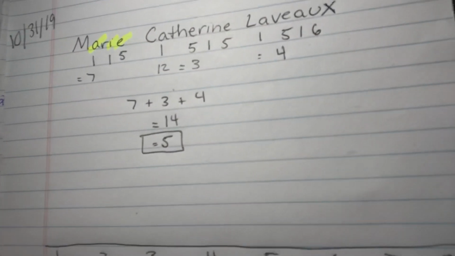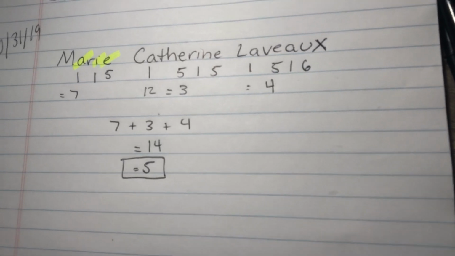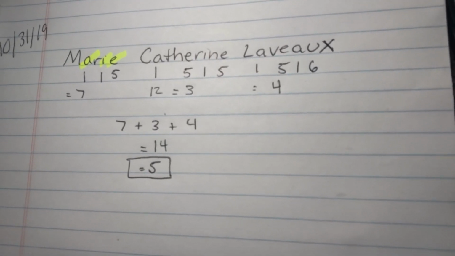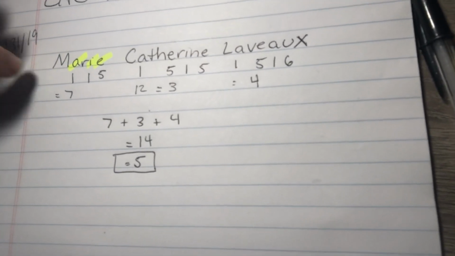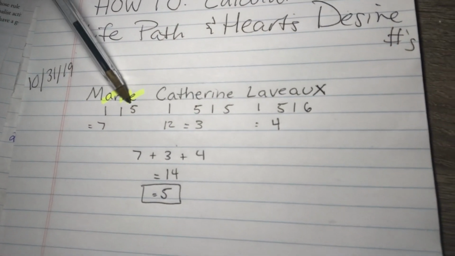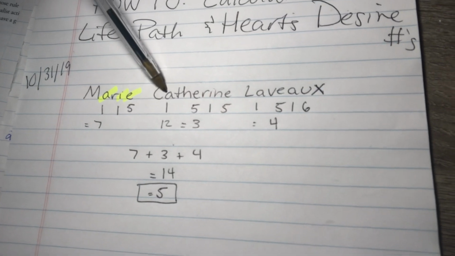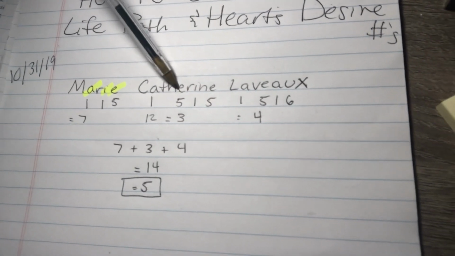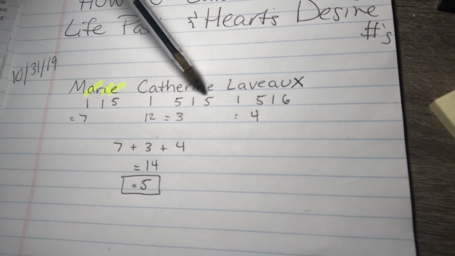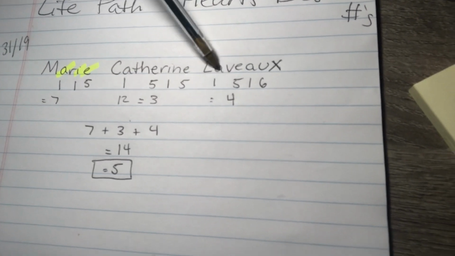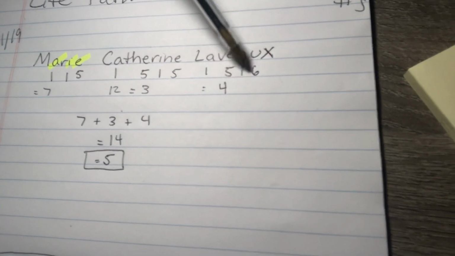All right, here we go. We have Marie Catherine Laveau. So 1, 1, and 5. And then we have another A for 1. The E gets 5. I is 1. E is 5. 1, 5, 1, 6.